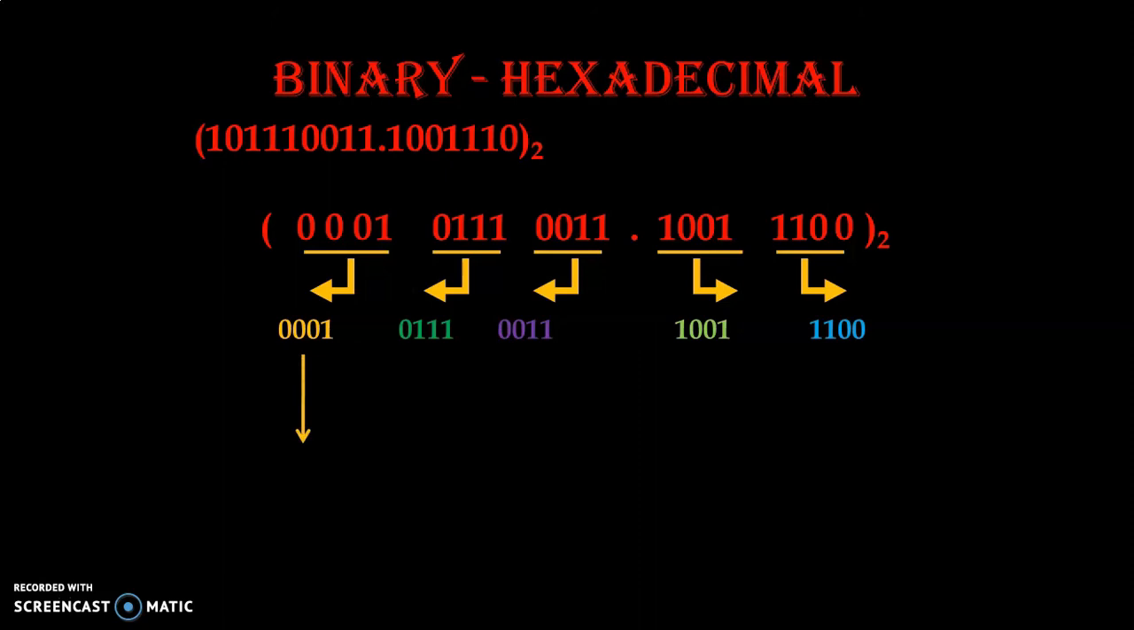So 0001, that is 1, 0111, and that is 4 plus 2 plus 1, that is 7, 0011, that is 2 plus 1, so it is 3, 1001, that is 8 plus 0 plus 0 plus 1, that is 9, and 1100, that is 8 plus 4 plus 0 plus 0, that is 12, and for 12 we know that equivalent hexadecimal is C.